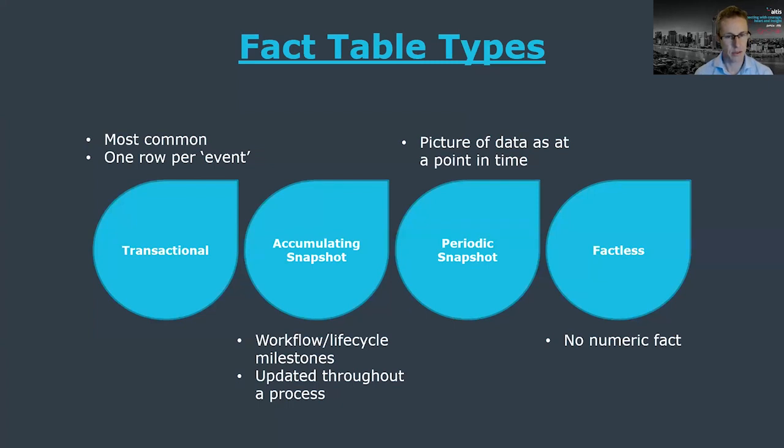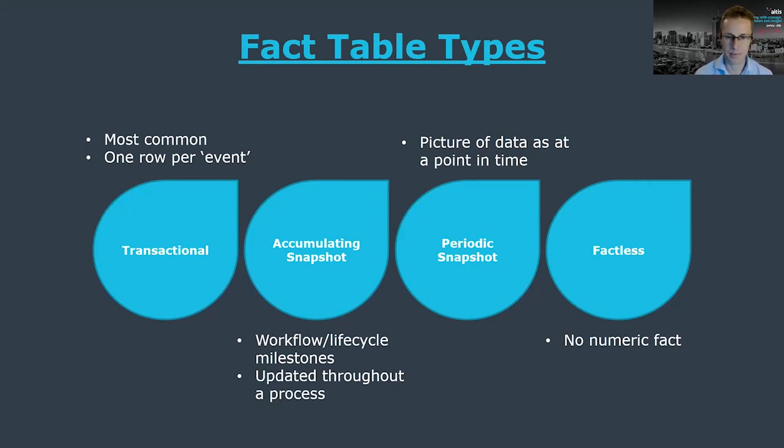So fact tables can then be categorized across 4 different types as well. The most common one is a transactional fact table. This typically captures 1 row per event. So in our sales example, every single sale that's coming in is a sales transaction. It's just going in as 1 new row into our transactional fact table.